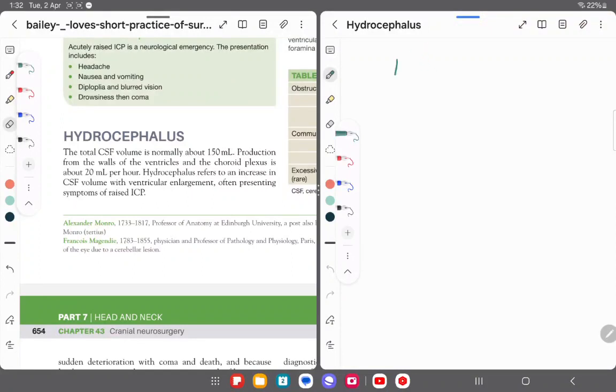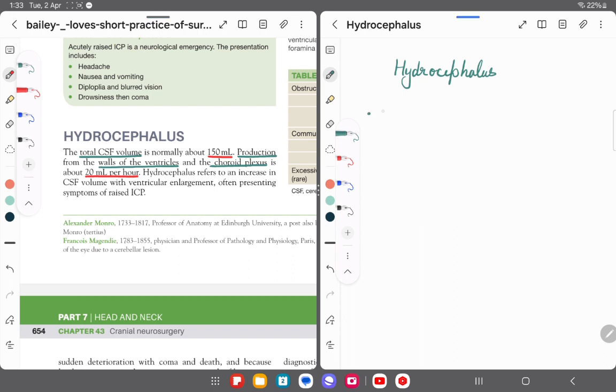Okay, so let us study hydrocephalus. So hydrocephalus is from Bailey and Love's Short Practice of Surgery. The total CSF volume is normally about 150 ml, and the production of CSF occurs in the walls of the ventricles and the choroid plexus and is about 20 ml per hour. So let us note this down.